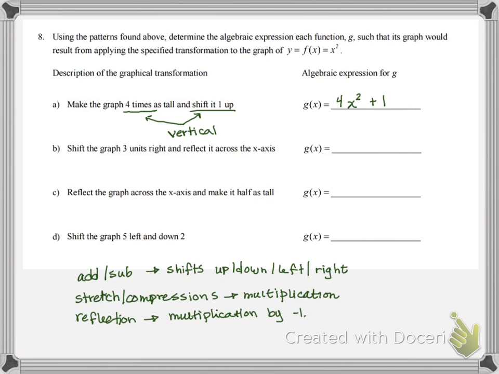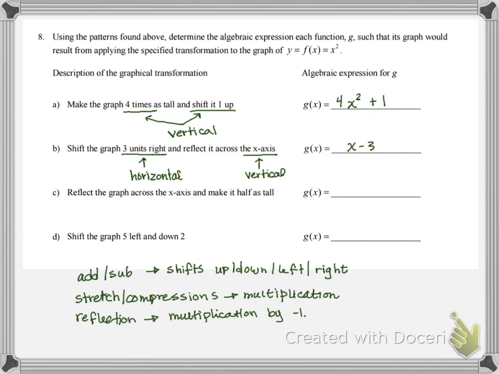On this next one, I want to go 3 units right and reflect it across the x-axis. Again, this one's vertical. This one is horizontal. So we start with our input. There is a horizontal transformation. It's a shift to the right, which means I subtract 3.